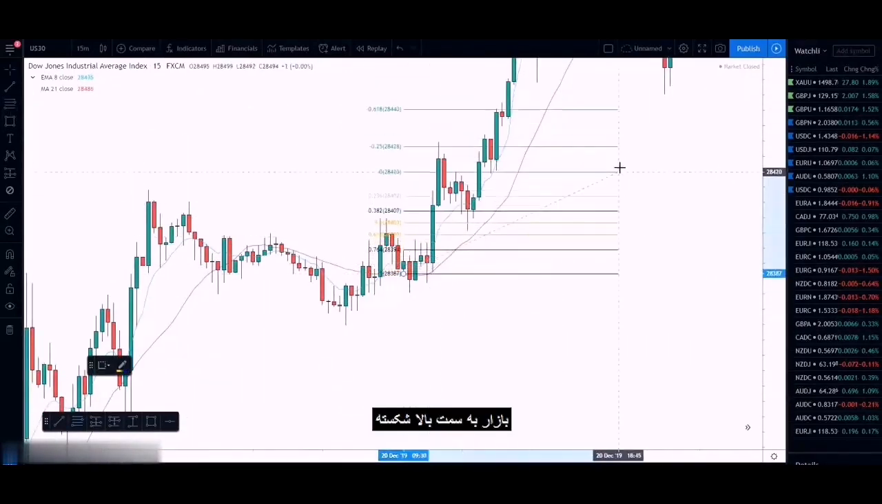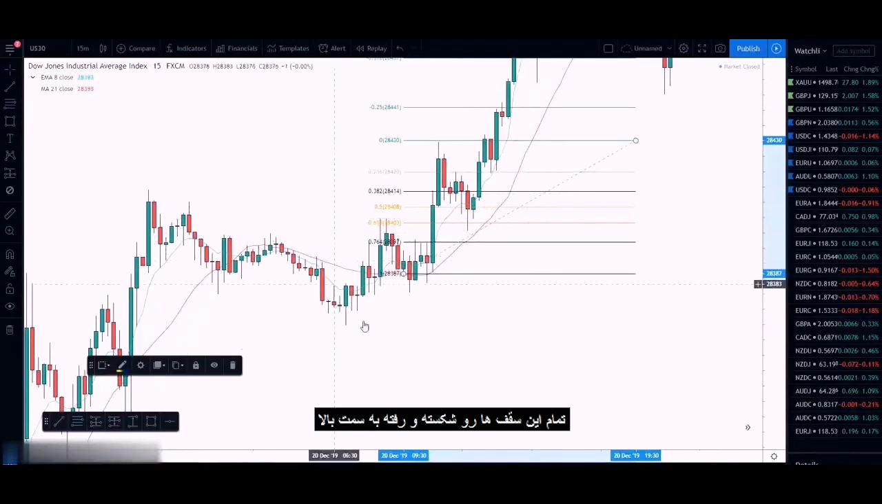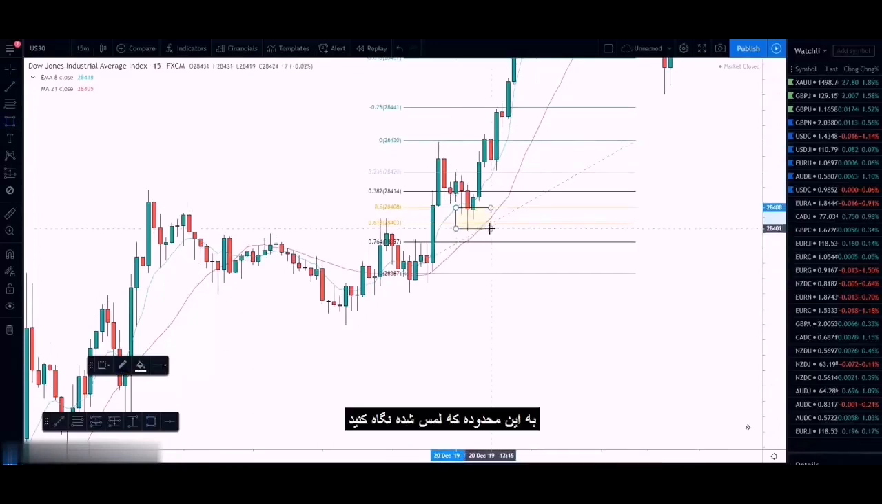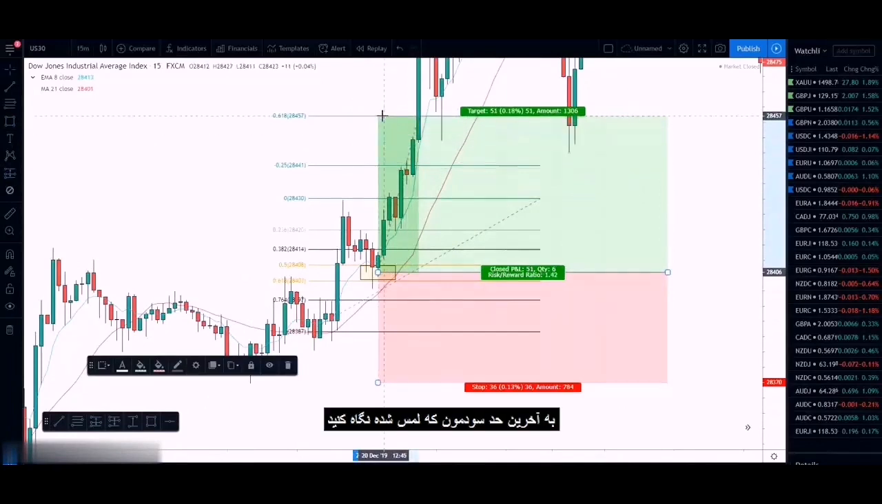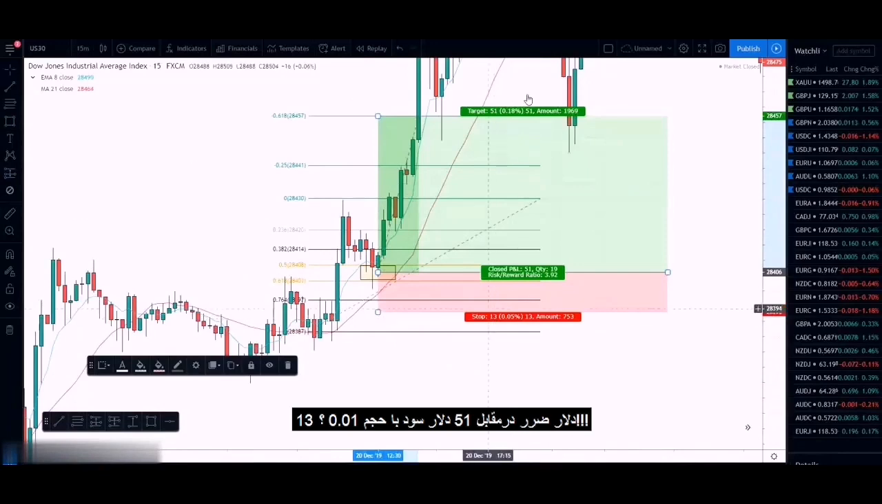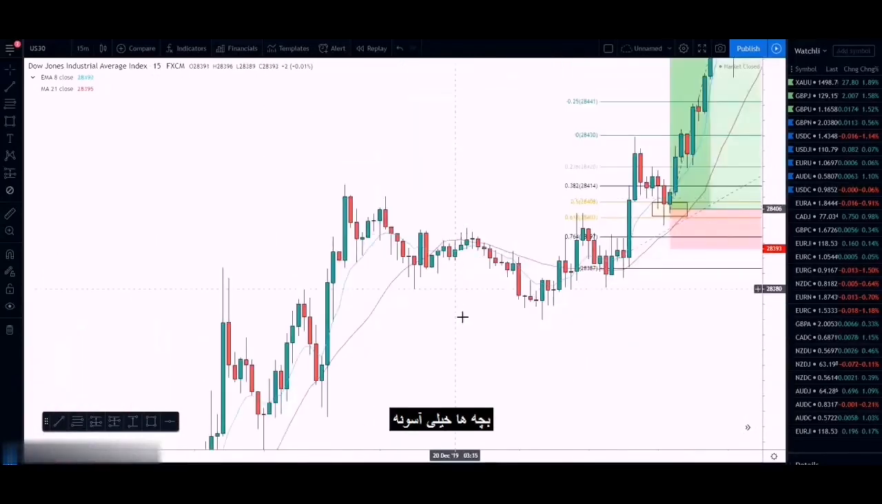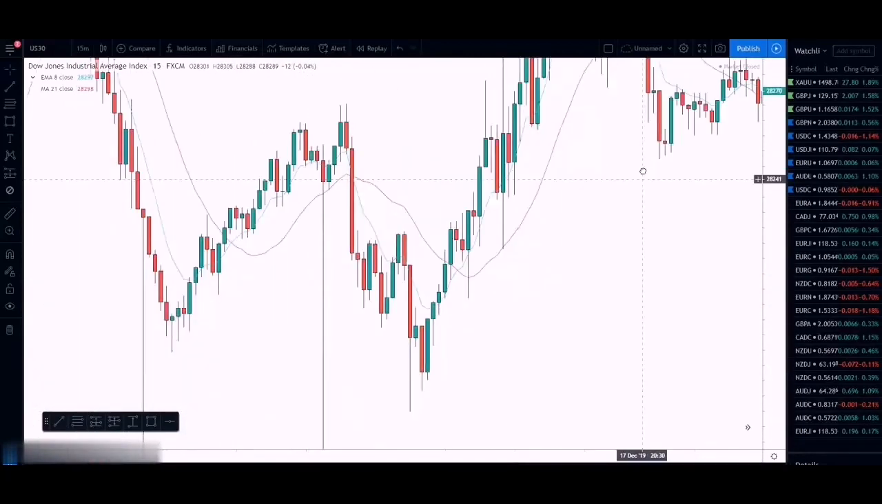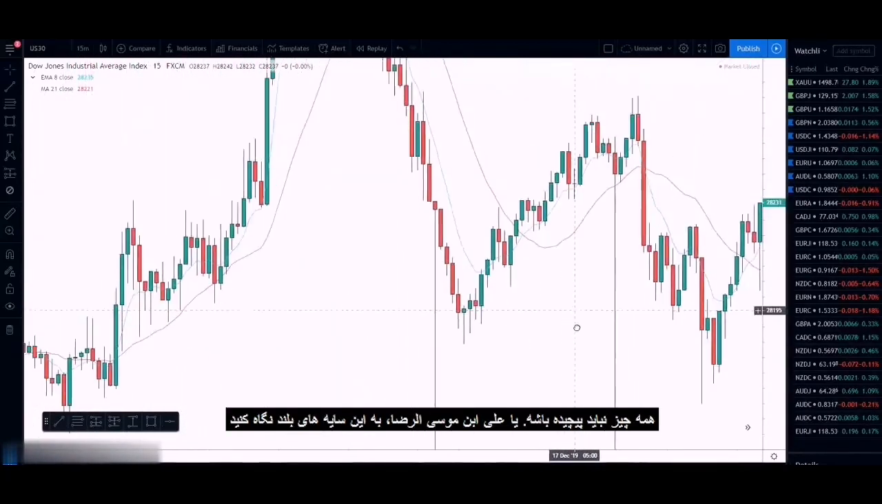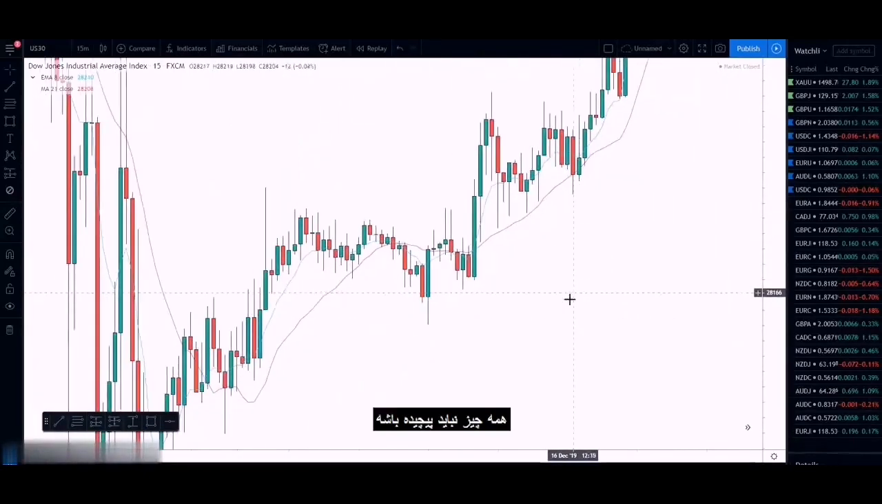Market structure broken to the upside. Breaking all of these highs, broken straight to the upside. Look at the moving average crossover down here. Look at that zone get touched. Look at our final take profit being smashed. $13 risk for a $51 gain on a 0.01? Are you kidding me? Guys, it's so simple. It is so simple. Things don't need to be complicated. Look at those wicks. Things don't need to be complicated.